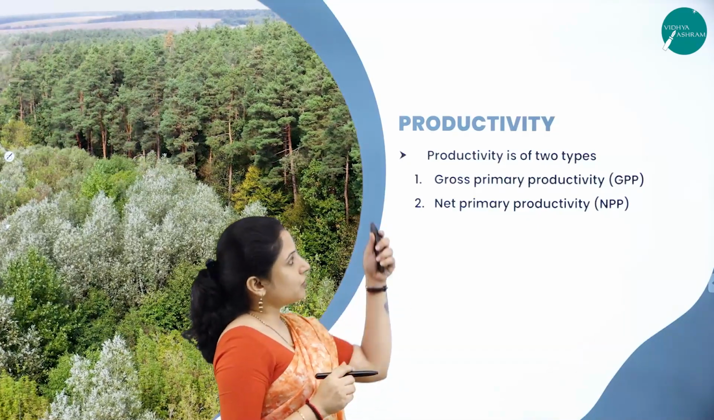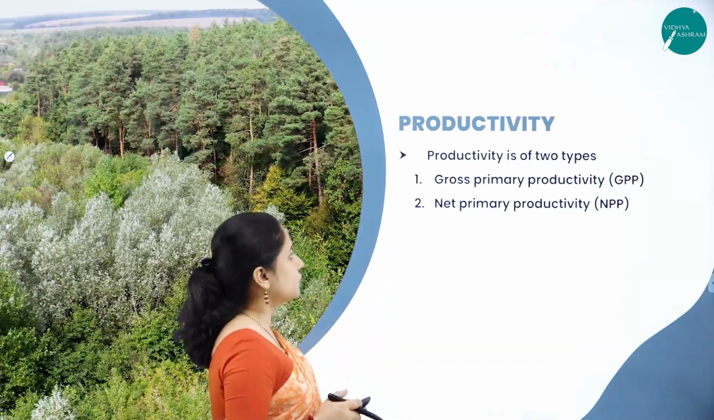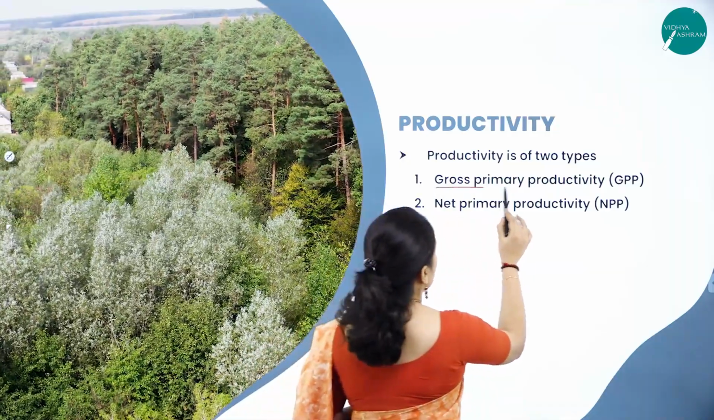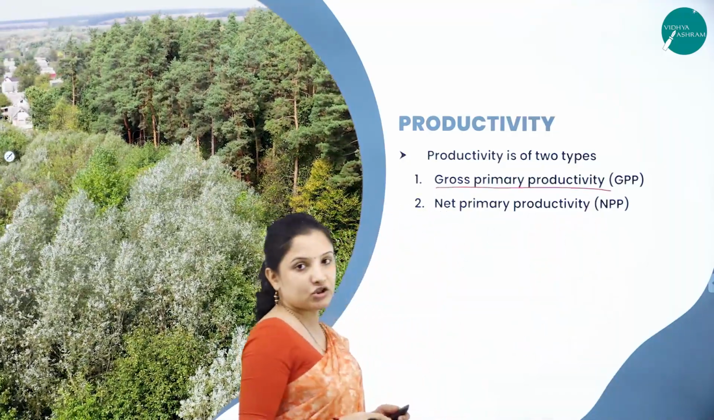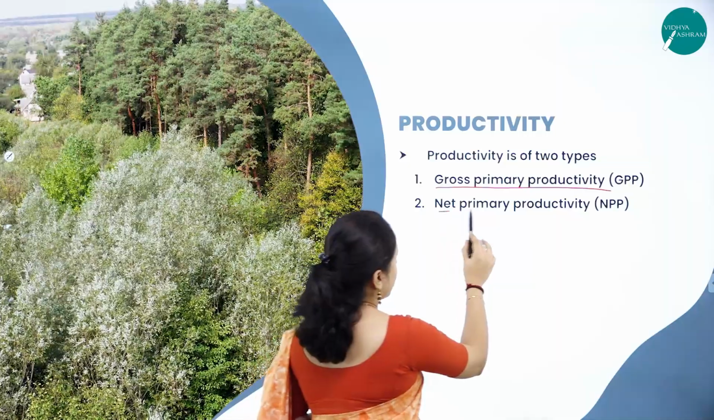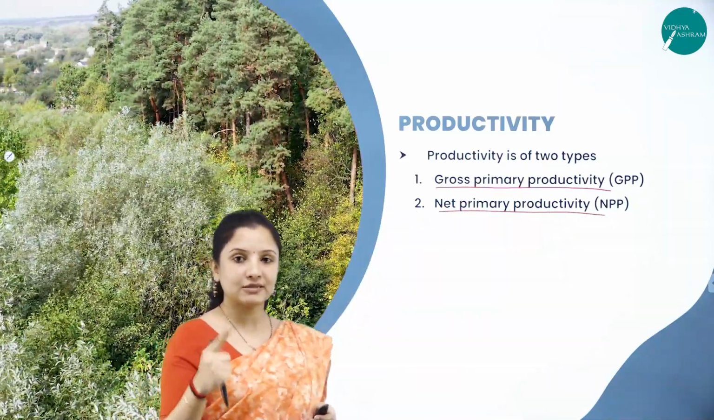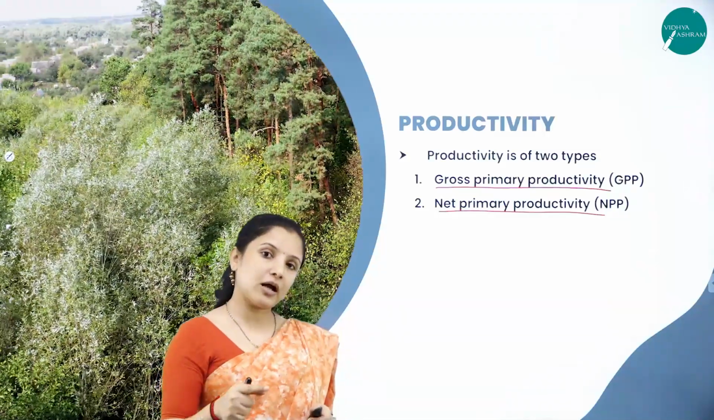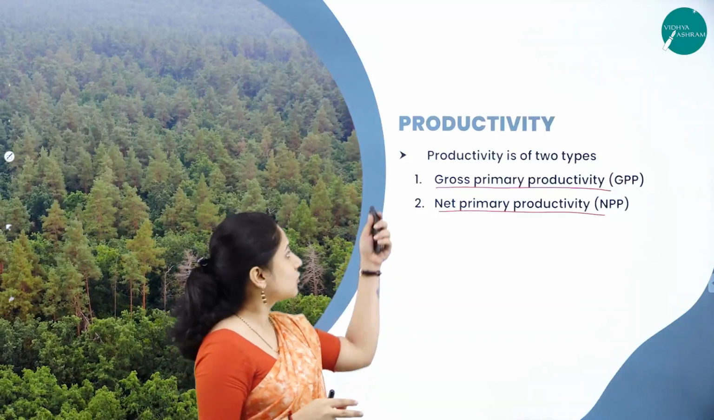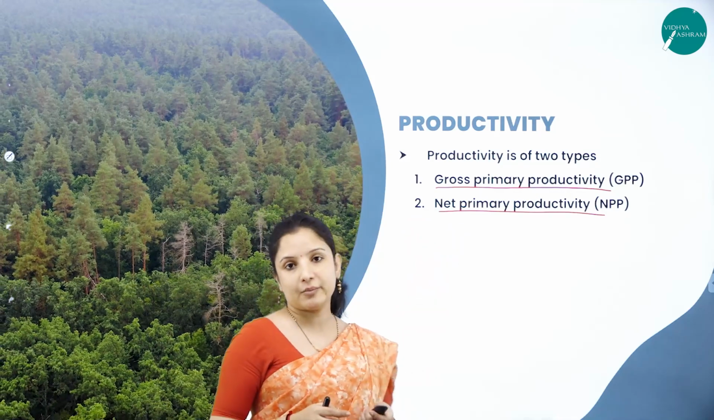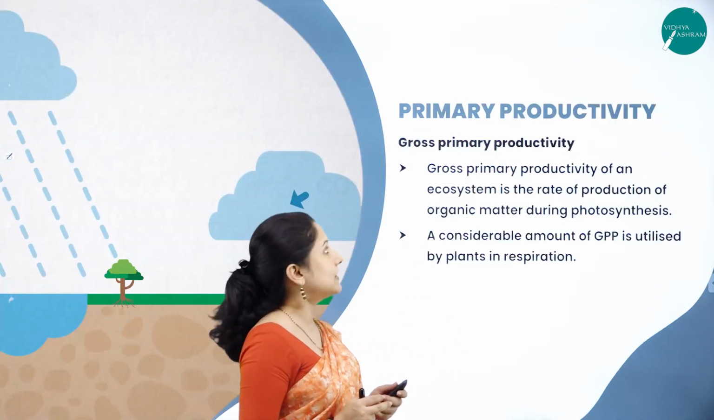As I told you, the primary productivity again is of two types here. One is gross primary productivity, that is GPP, and the other is net primary productivity. So productivity is of two types, primary productivity and secondary productivity. Primary productivity is again of two types, the gross primary productivity and the net primary productivity. What are these? Let's look into it.